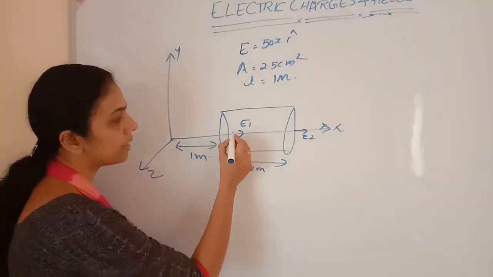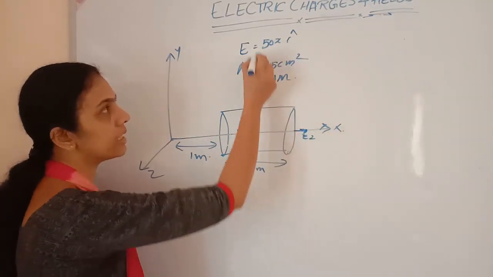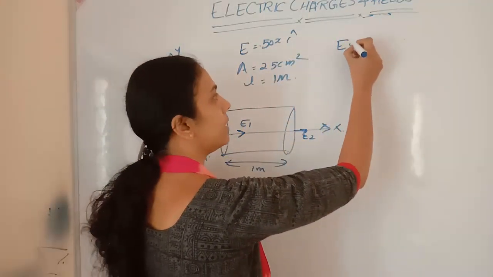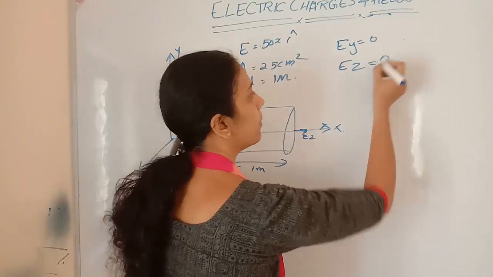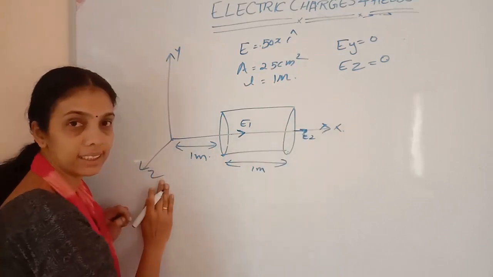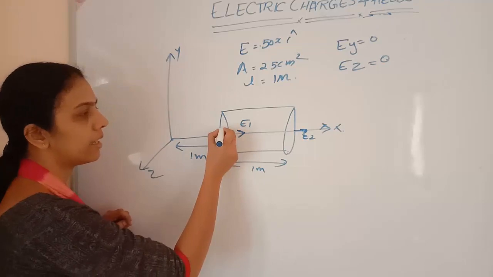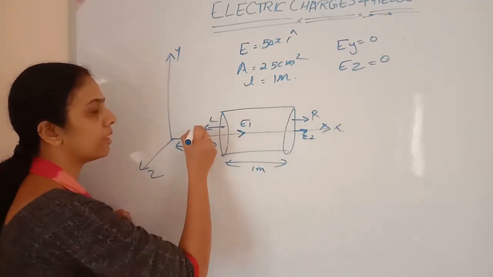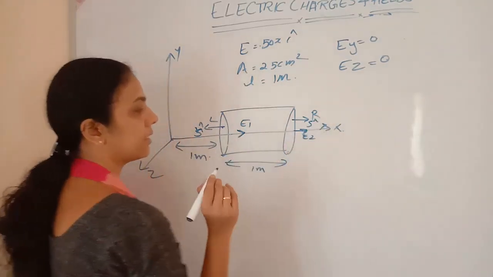So here this is E, which is acting in this direction. E is acting along the x-axis. So along the y-axis what will be E? E will be equal to 0, and along the z-axis also E will be equal to 0, right? So only along the x-axis E is acting. Now we can find the right side and left side. Here dS is acting in this direction, and here dS is acting in this direction.